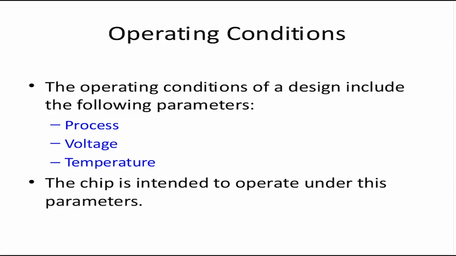These are not fixed values. Everything is a range. For example, process is again a range from slow to fast. Voltage is again a range, which is typically minus 10% of a target VDD to plus 10% of the target VDD. Temperature is again a range. It could be from 0 degrees C to 125 C. So the chip is intended to operate in all such ranges and in all the possible combinations.